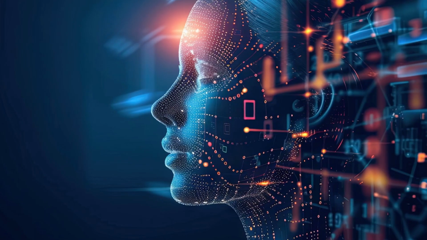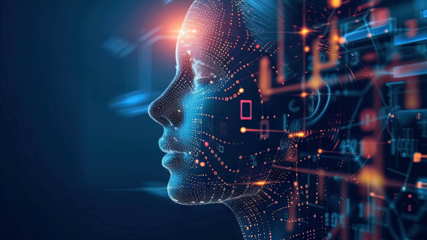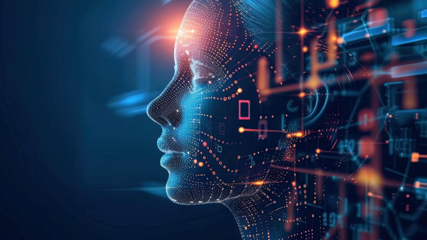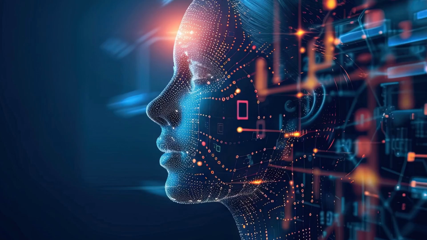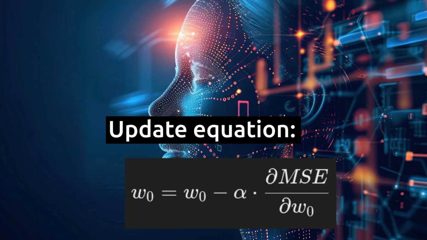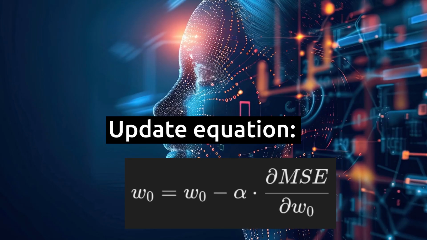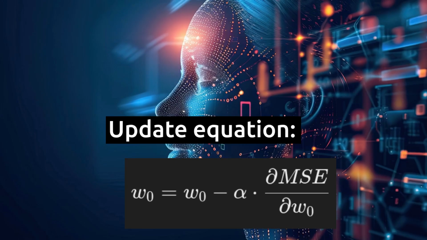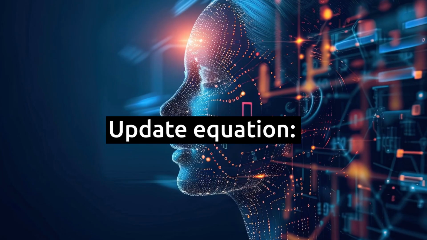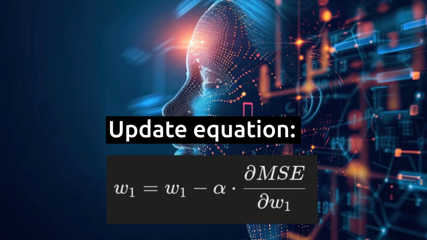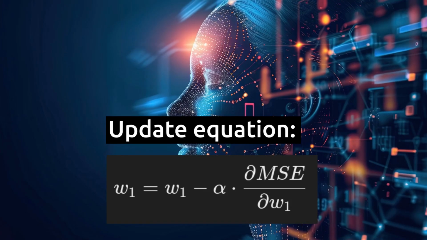After calculating these gradients, we update w0 and w1 by subtracting a fraction of the gradient. This fraction is known as the learning rate, denoted as alpha. So here we have the update equations. w0 is equal to w0 minus alpha times the partial derivative of MSE with respect to w0, and w1 is equal to w1 minus alpha times the partial derivative of MSE with respect to w1.